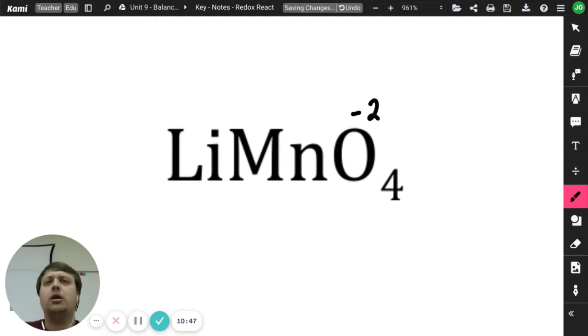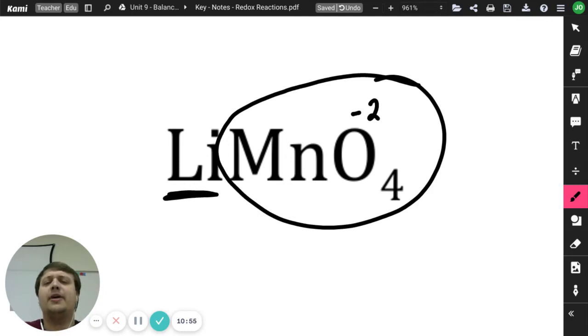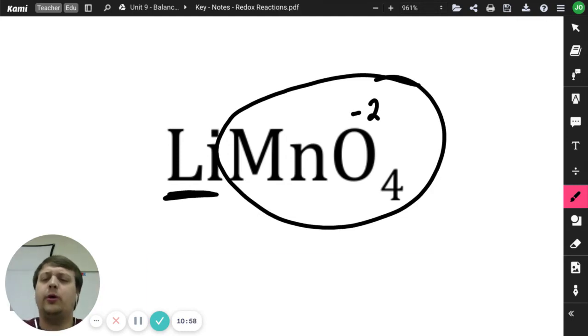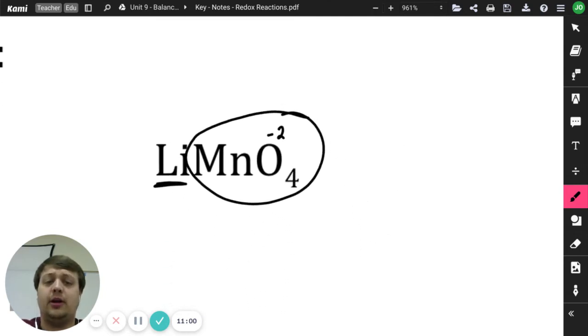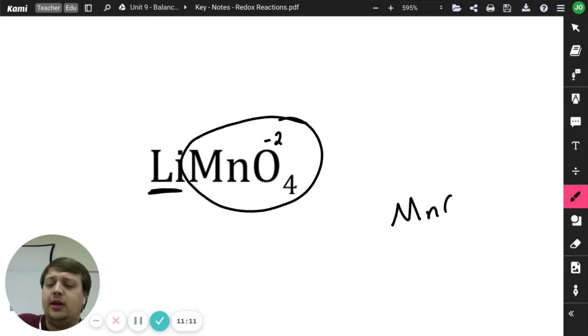Well, I also know that this is lithium, but this whole thing right here, that's a polyatomic ion. So what do I do with that? Anytime we've got a polyatomic ion, what I'm going to have to do is separate this out into its parts. So I'm going to keep lithium off to the side, and then I've got MnO4, and I know that MnO4 has a negative 1 charge.